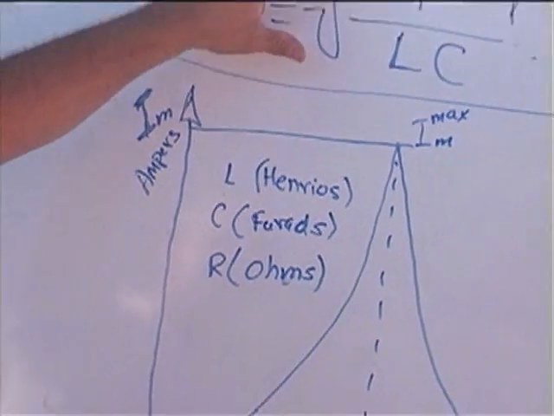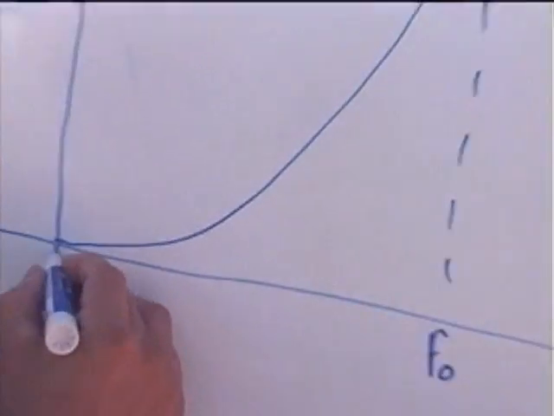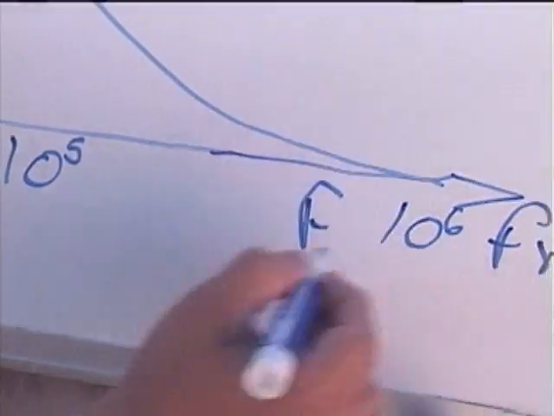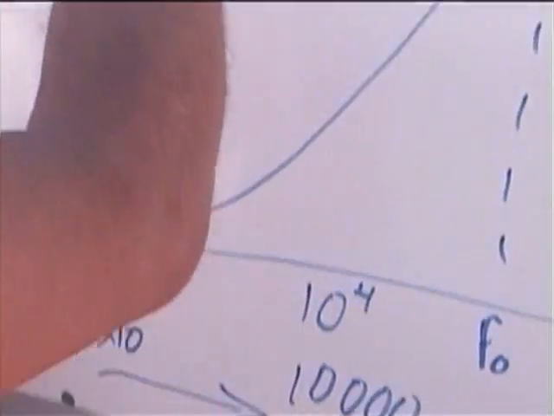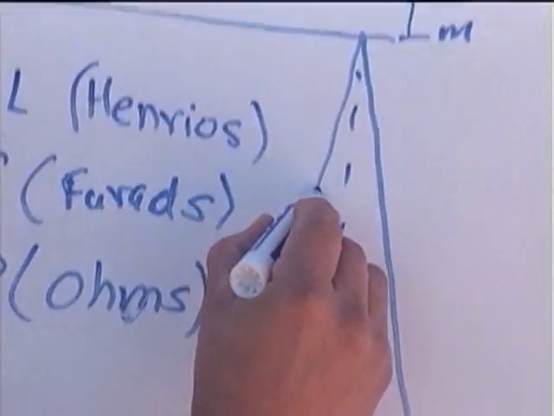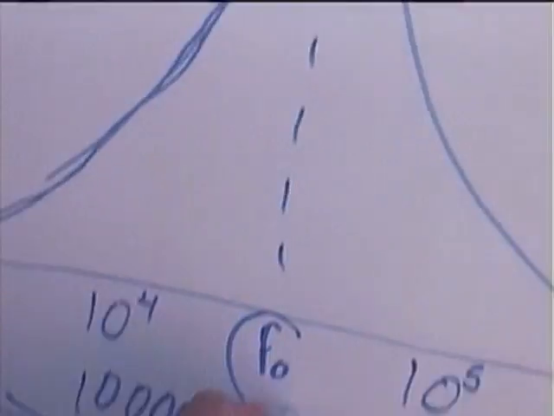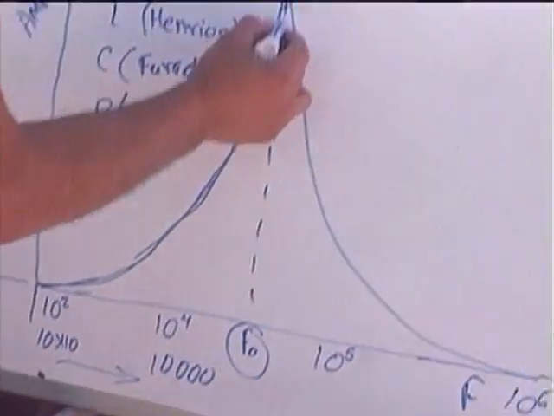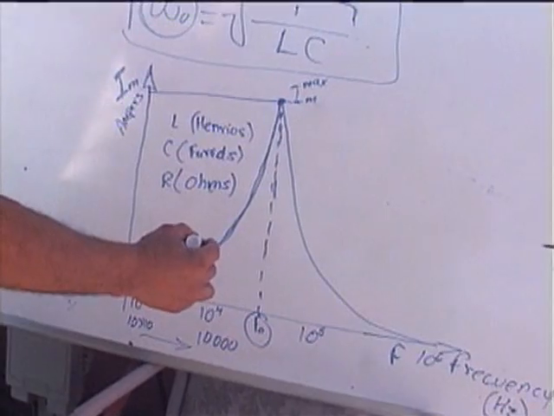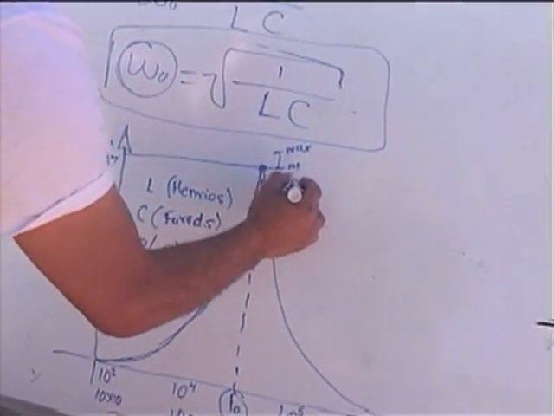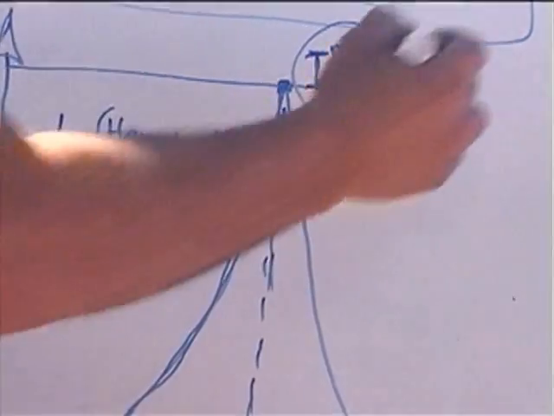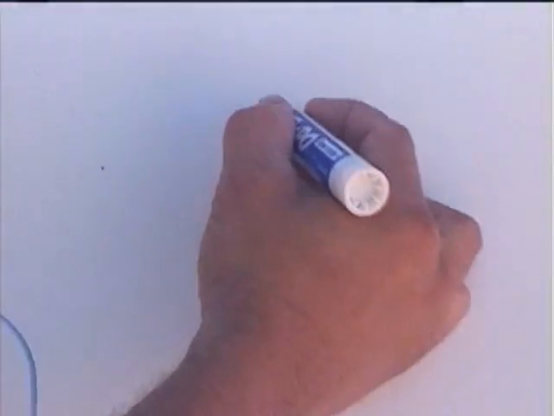Using these formulas in the circuit, this is the frequency in hertz. The frequency goes in this direction, and the current follows this curve and obtains the maximum at this point. This is the frequency of resonance, and we can find it using the formula. At this point, we obtain the maximum value of the current. This is important because we don't need too much flow of current.